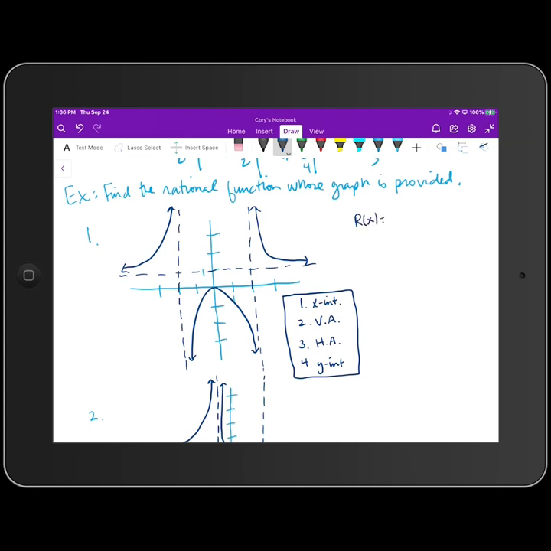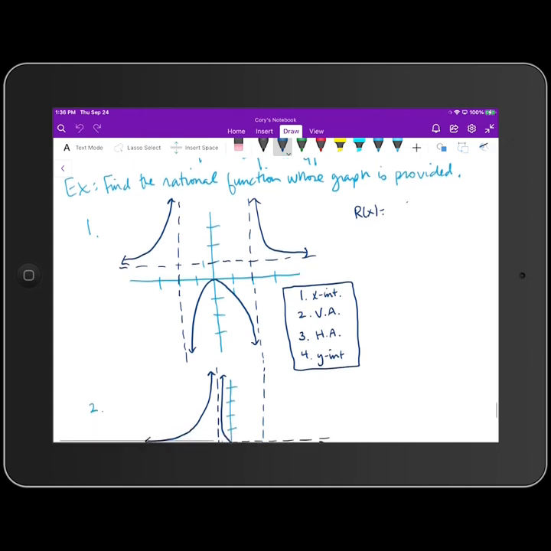When we look at number one, we see that the function has an x-intercept at x equals 0. So that means that x minus 0, or x, has to be a factor in the numerator. And because the graph touches the x-axis at that point, that tells us that the multiplicity of that 0, or the exponent for that factor, has to be an even number. So we're going to write that as having an exponent of 2 for the time being.